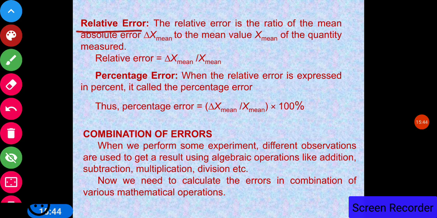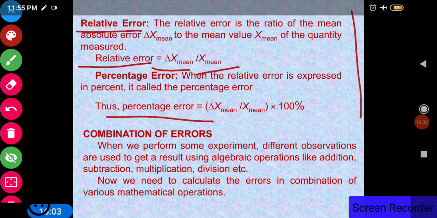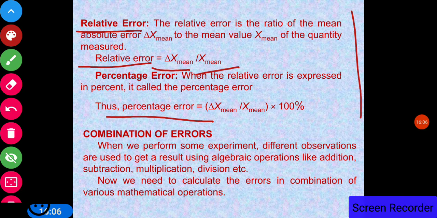Now relative error. If you divide the absolute mean error by the mean value or the true value, this gives you the relative error. Percentage error: if you multiply it by 100, you get the percentage error. These are usually used in numericals: the absolute error, relative error, and percentage error. Now whenever we are measuring any observation, suppose you want to find the area of a table or of a square, you are measuring the length and breadth.